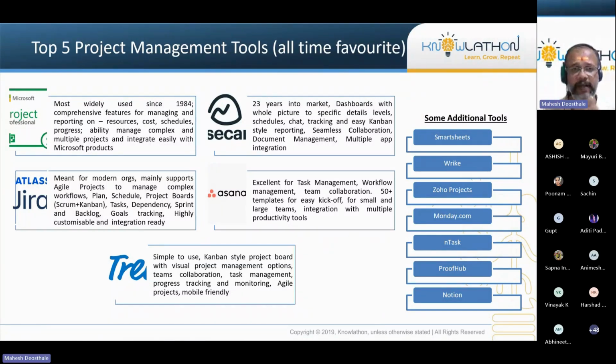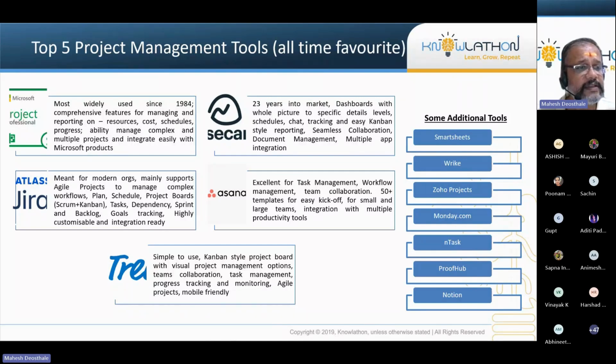Then there is a new entrant, comparatively a new entrant, Asana, and another one, Trello also. So Asana is a complete web-based, cloud-based tool. Here, more than project management, it is seen as a task management tool with workflow management features also. And then there are team collaboration options available. There are 50 plus templates available. And it can be integrated with a lot of office productivity tools and applications as well. So I will say among these five, Asana is a pretty new entrant, and it is growing. The market presence of Asana is growing. Many organizations are going for Asana.